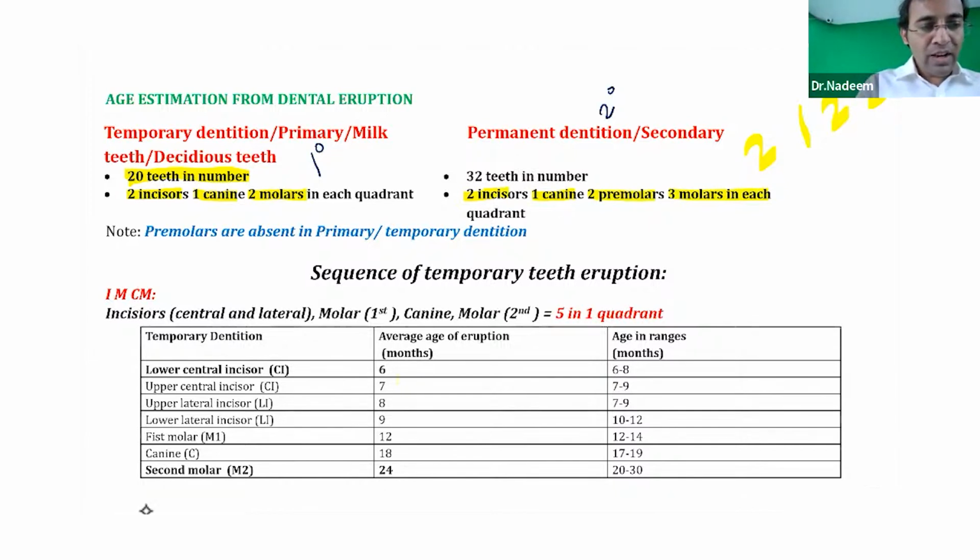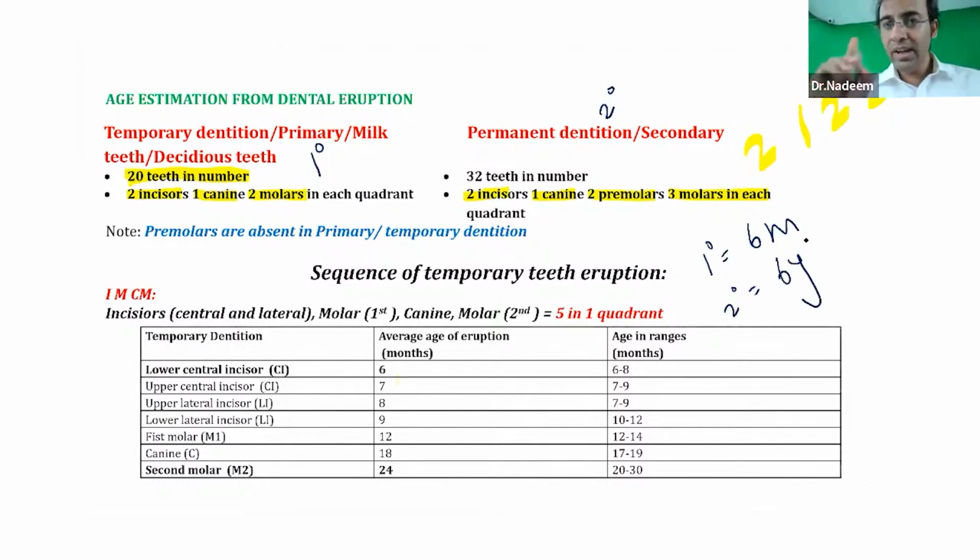Now, which will be the first tooth to erupt? First tooth to erupt in primary dentition. First primary tooth will be erupting at 6 months. First permanent tooth will be erupting at 6 years. This is to be remembered, okay? Next, which is the first tooth to be erupted?